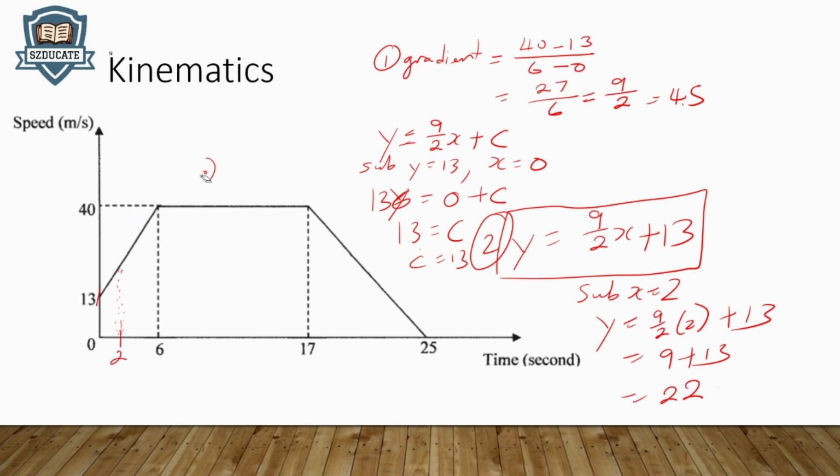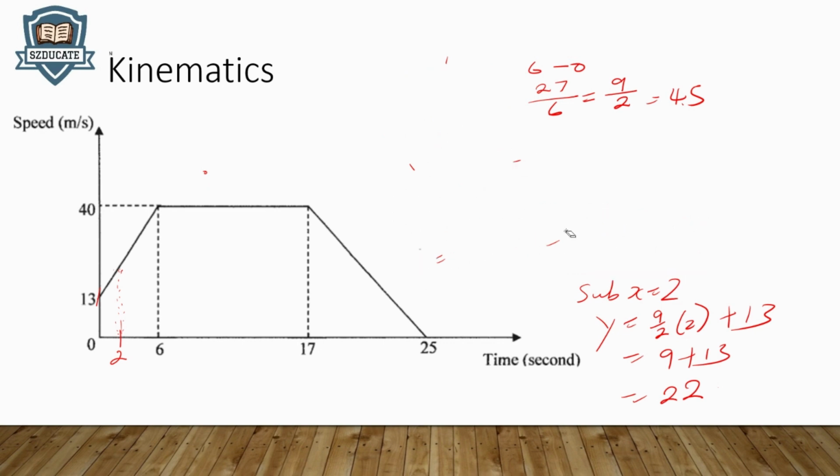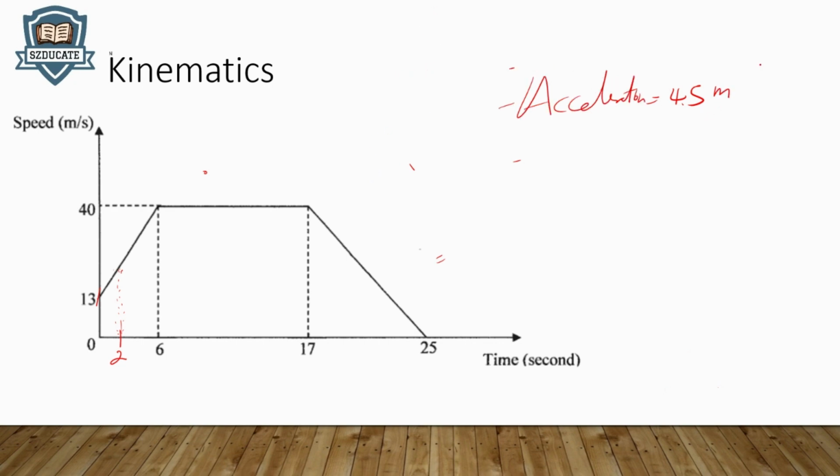Okay, so let me erase everything. Don't need gradient? Yes, I still need the gradient actually, because usually in the first part of the question, they will ask you to find the acceleration of the car at t equals 2, t equals 3 at a stretch. So let's just say we found the gradient. It's 4.5 meters per second squared.